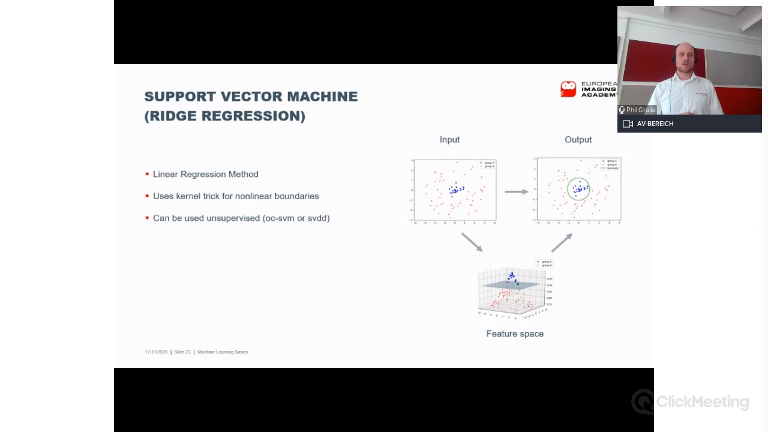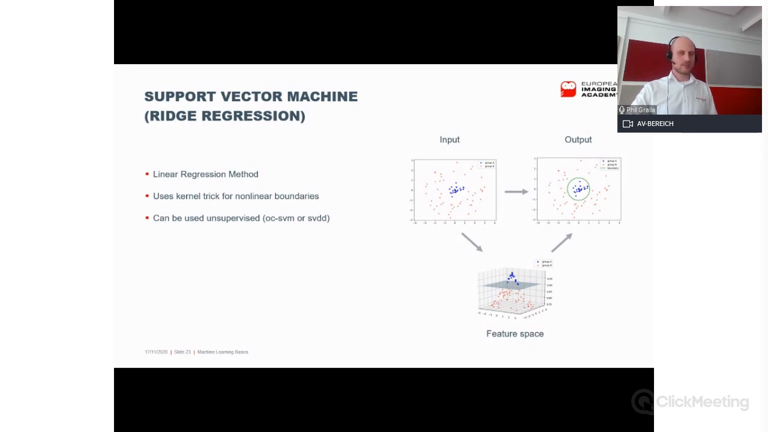And these ones can also be used right from the beginning as a one-class or unsupervised method. So that's also quite neat. And they usually don't need as much training data as your neural network.